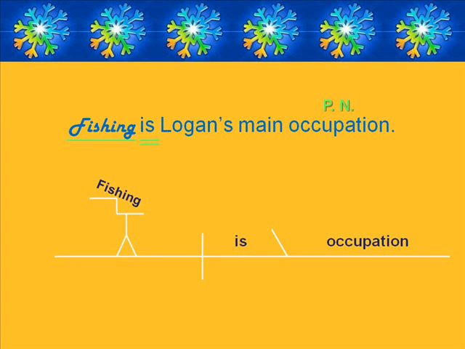Okay, here's an example of what we did last week. Fishing is Logan's main occupation. Notice how the subject, fishing, is put up on the stilts, and since this is a gerund, we use the little steps to place the gerund on the steps. Notice also that we have a predicate nominative, so our line between the verb and the predicate nominative is slanted towards the subject.